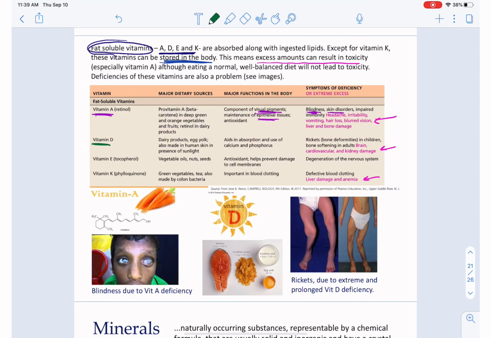Then we have vitamin D, and vitamin D is critical in the absorption of calcium and phosphorus from the digestive tract into the blood. It's critical for moving calcium from the GI tract into the blood. And so if you have a deficiency in this, then your blood calcium levels are going to be low. And if you have a severe deficiency, then that can result in bone deformities in children when your bones are forming. And if you have a severe vitamin D deficiency in adults, then that can result in the softening of bones because there's not enough calcium present in the blood to help form the matrix of the bone.